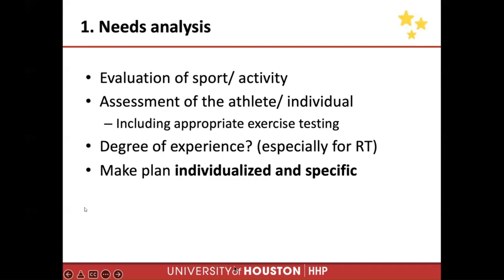So this is the evaluation of the person's sport or activity. It includes an assessment with appropriate exercise testing. We're going to determine the degree of experience, especially for resistance training, for the person. And we're going to use this information to make the plan individualized and specific.